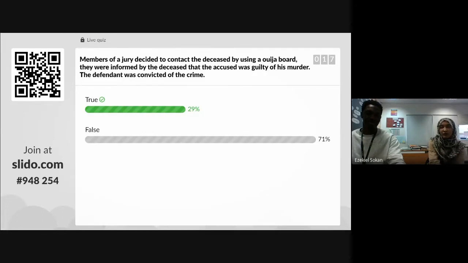Obviously, what they were doing was illegal. It was wrong. Jury members are not meant to use Ouija boards to contact the deceased. They're meant to make decisions based on the evidence that is presented to them in the courtroom. So it's a very interesting case, and it shows you the kind of things jury members do get up to instead of just making a decision based on what they've seen in the courtroom. Okay, well done again to the 29%. Next one.